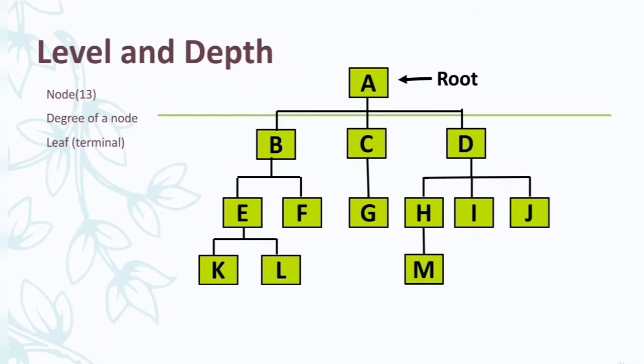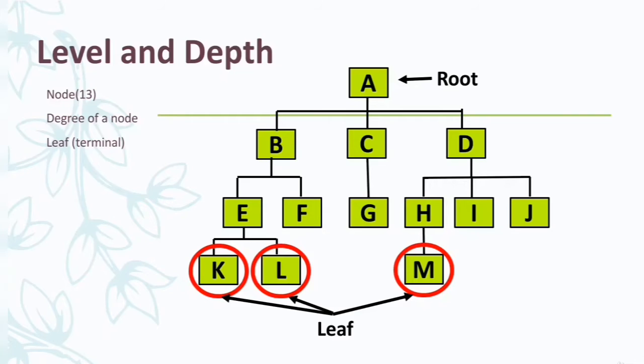So the next point is leaf or terminal. If a node has its degree as 0, then we can call that node a leaf or terminal node. So in this case, K, L and M are the leaf or terminal nodes. Again, the next point is non-terminal nodes. All the nodes except the leaf nodes in a tree are called non-terminal nodes. So in this example, all the nodes except K, L and M are the non-terminal nodes.